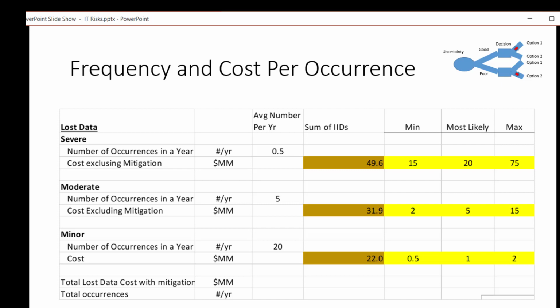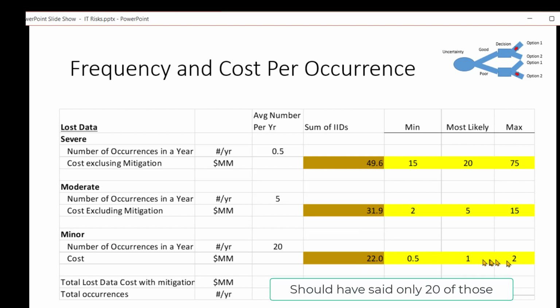It'll either be 0, 1, 2, 3, 4, or 5. And then in the moderate, it's 5 per year, and in the minor, it's 20. And you can see the costs here of resolving each one of these types of data losses. Obviously, the severe has a higher cost than the moderate, and the minor data losses are very small, but there's a lot of them. There's 50 of those.